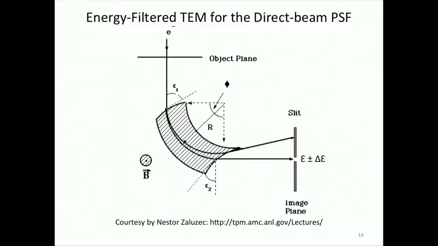So depending on the energy loss, the electron is going to follow a different circumference. Then you can add a slit here, selecting the specific energy loss that you want to study. After the slit, you put a CCD here and you image what the spot size looks like after a given energy loss.